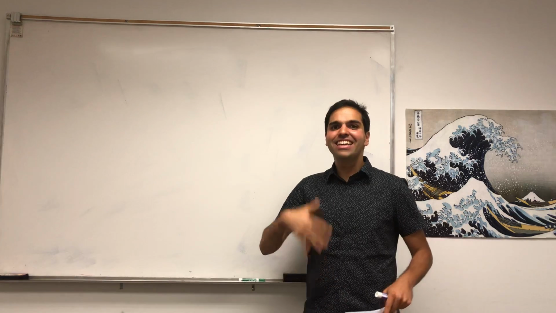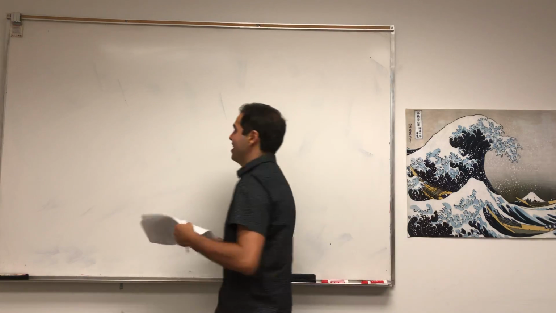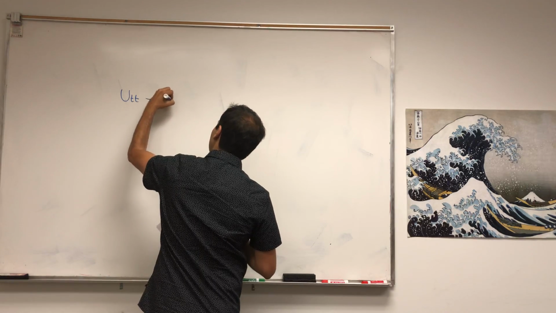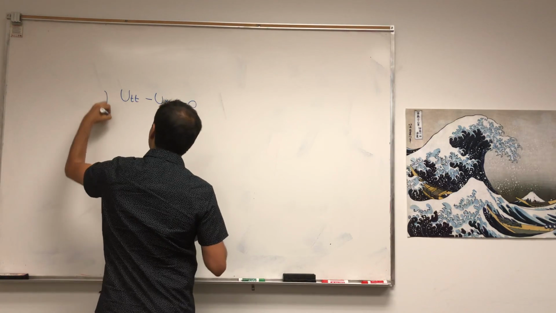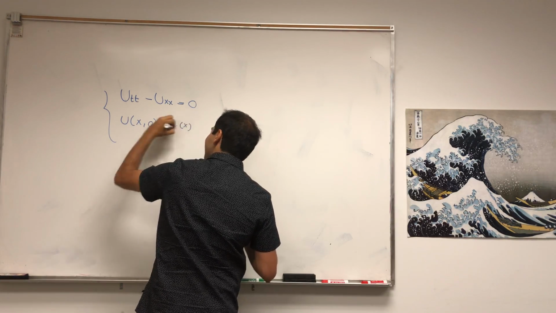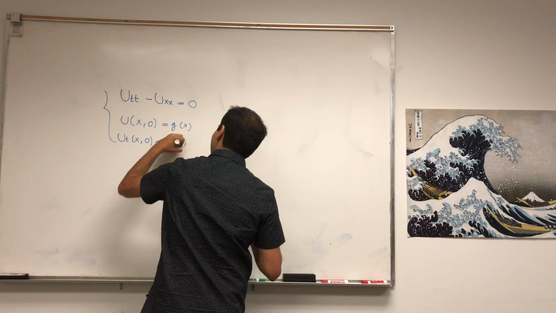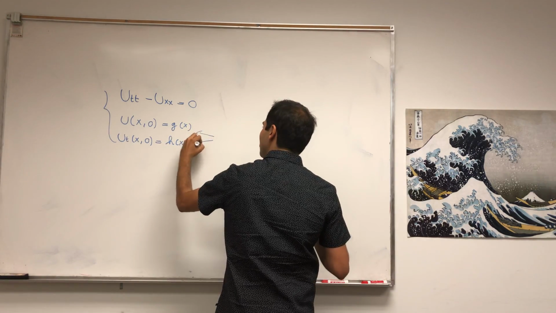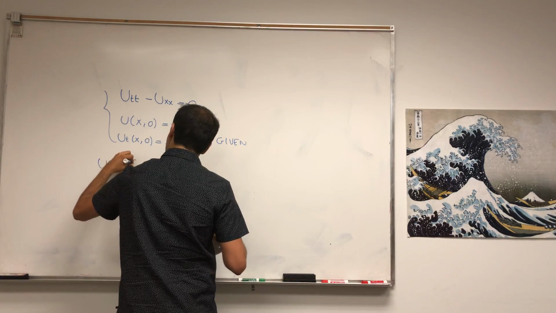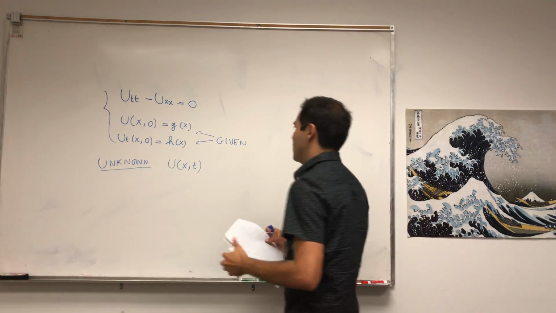Alright, thanks for watching, and today I want to solve another very important PDE called the wave equation. And the wave equation, at least in one dimension, is given by utt minus uxx equals 0 with initial position g of x and initial velocity h of x. And here what's important is that those two functions are given and our unknown is u of x,t, a function of two variables.